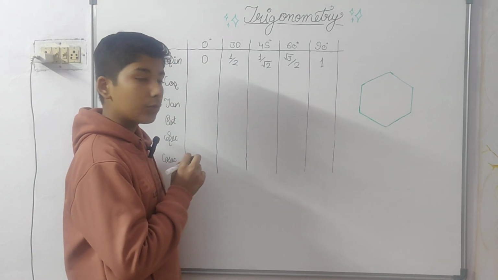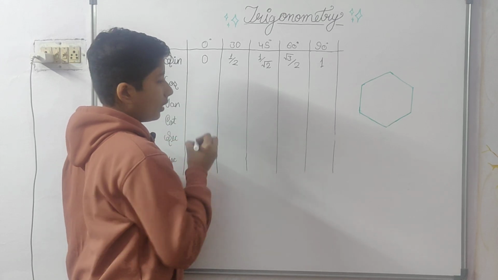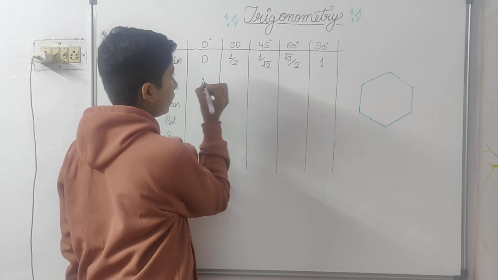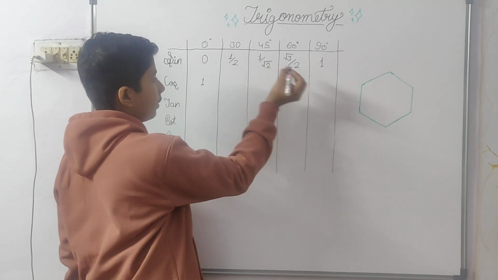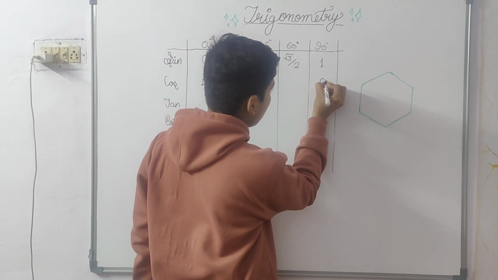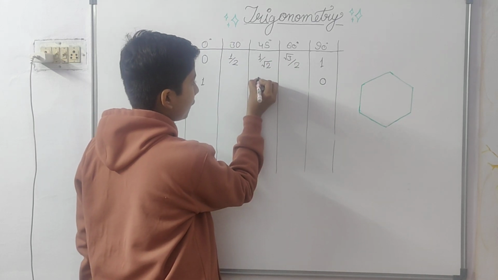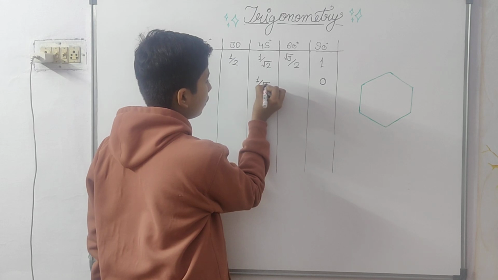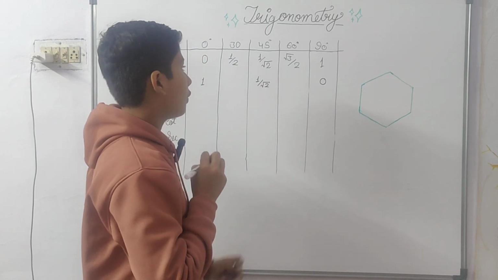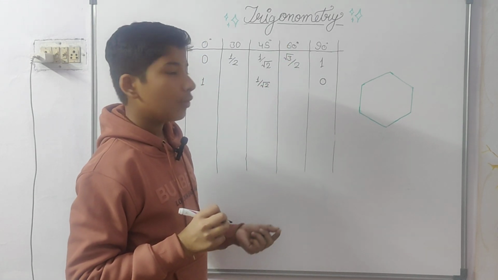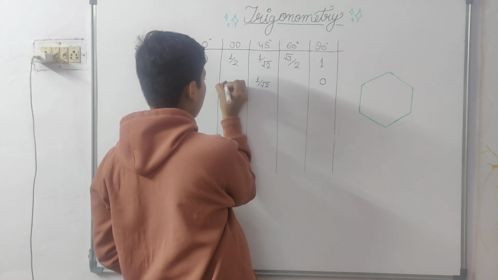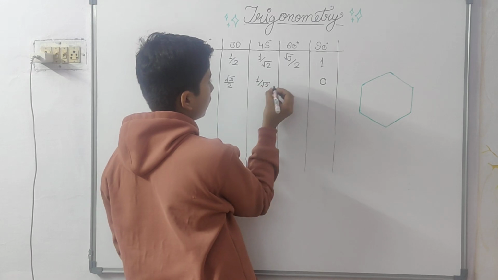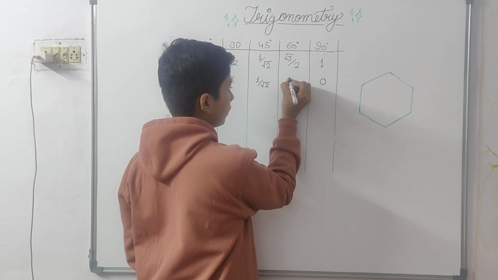So how will you do cos? Cos, just reverse it: 1 over here, 0 over here. 1 by root 2 will as it is come here, 1 by root 2. Now root 3 by 2 will go here, root 3 by 2 and here 1 by 2.